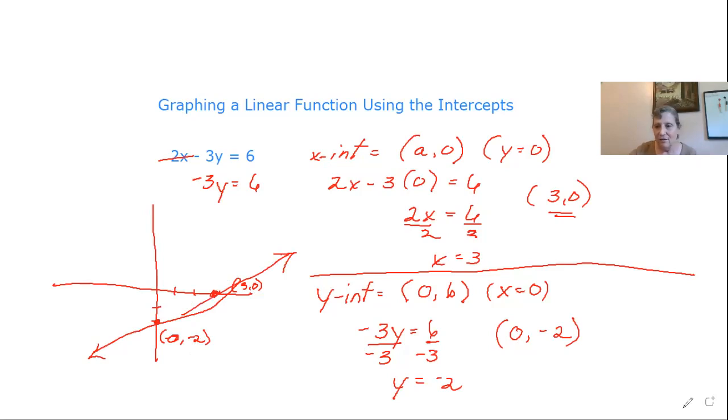So let's look at one more example. What if we had something with fractions? What if we had something like 2/5 x minus 1/3 y equals, I don't know, 7. To get the x-intercept, if I put in 0 for y, you always let the other guy be 0. For the x-intercept, the x is all important, the y is nothing. Literally, it's 0. So that's going to give me 2/5 x equals 7.